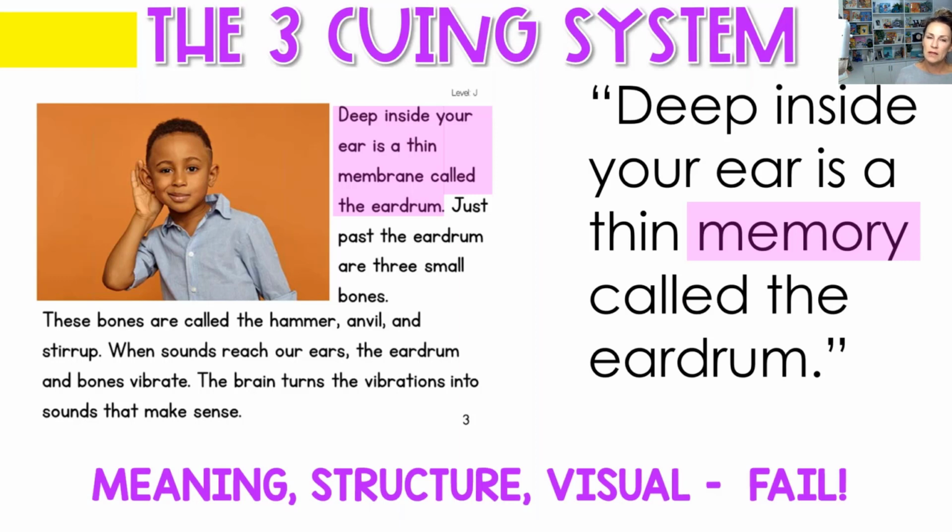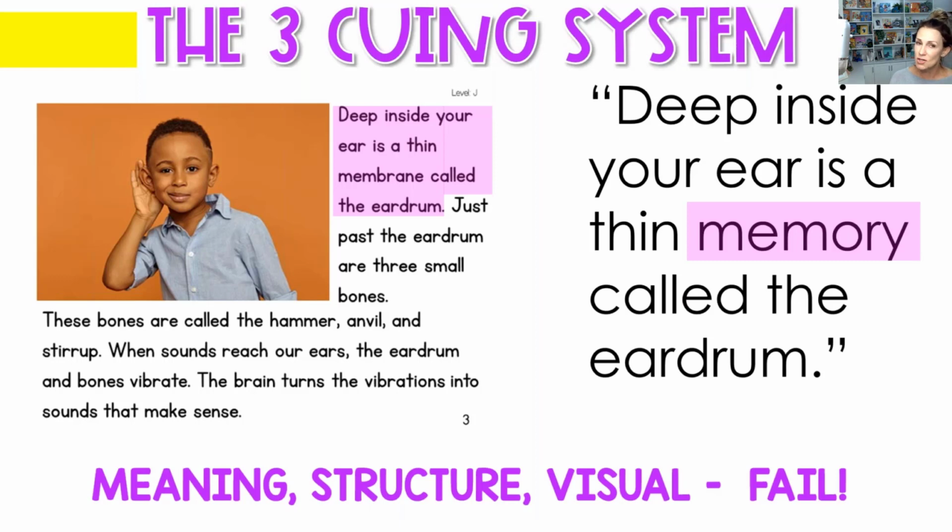The book on the left-hand side is a typical guided reading book that you would see towards the end of first grade. The text would be, "Deep inside your ear is a thin membrane called an eardrum." But the student is using meaning, structure, and visual, and they read, "Deep inside of your ear is a thin memory called an eardrum." I mean, does that make sense?